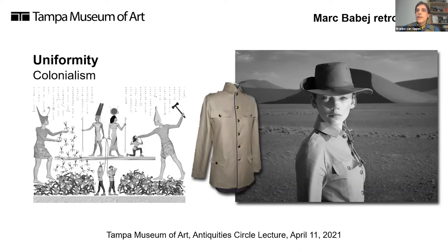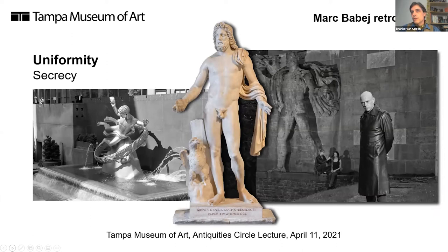Uniformity also has a second theme, and that is secrecy. Brittany, if you can move it to the next slide. Secrecy means sharing your secrets with your fellow conspirators, the atrocities that you commit, the killing, the maiming, the looting, but also you share the psychological trauma that is the inevitable consequence of these atrocities. Marc, perhaps you can explain what is happening in the photo.